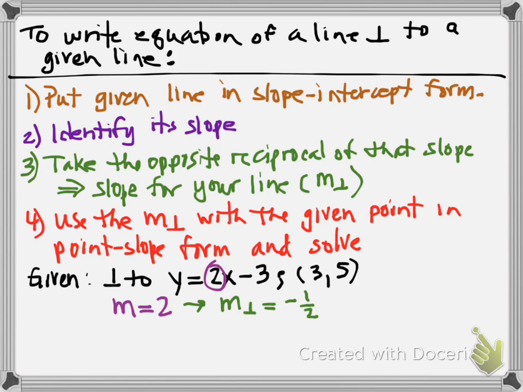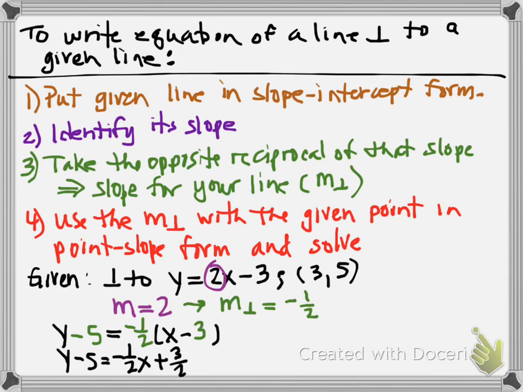Now I'm going to use that negative 1/2 as the slope, and I'm going to use the point, and I get y minus the y value of 5 equals the slope, negative 1/2, times the quantity x minus the x value, which is 3. And then I just start solving. So first I'm going to distribute, and I get y minus 5 equals negative 1/2 x. Two negatives make a positive 3/2.